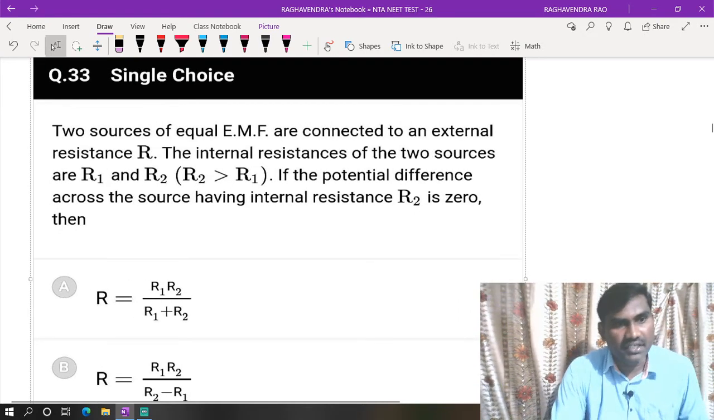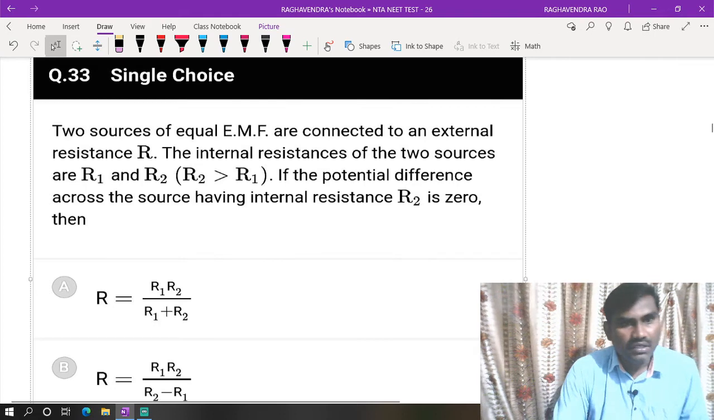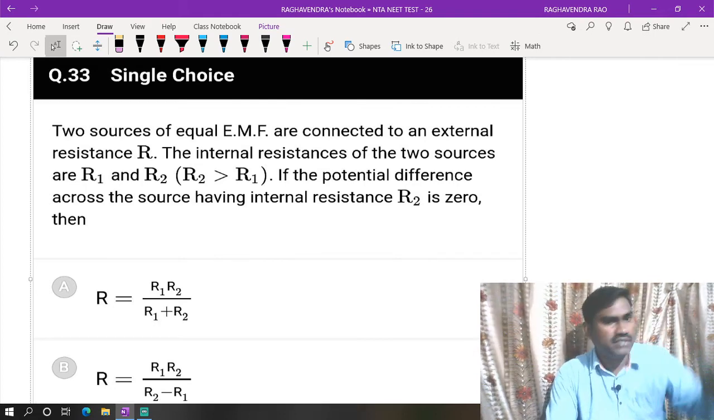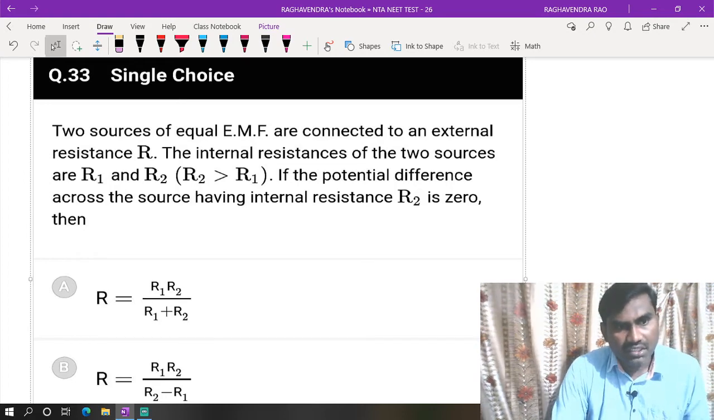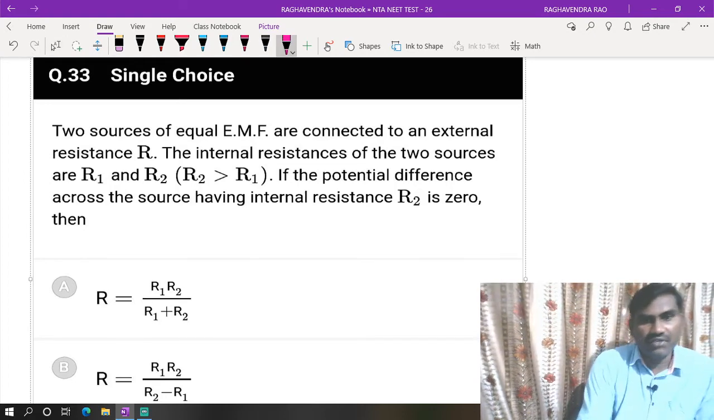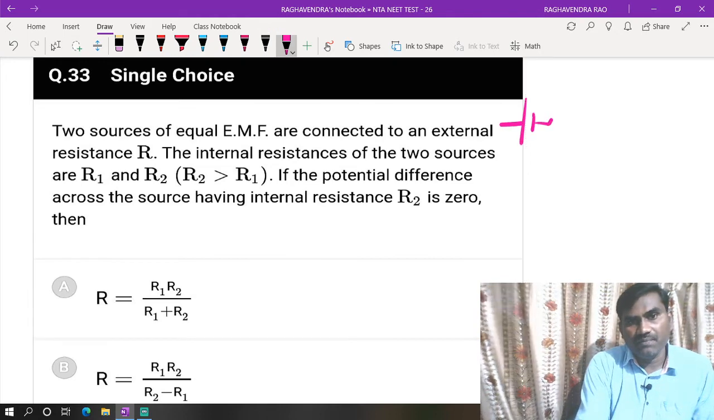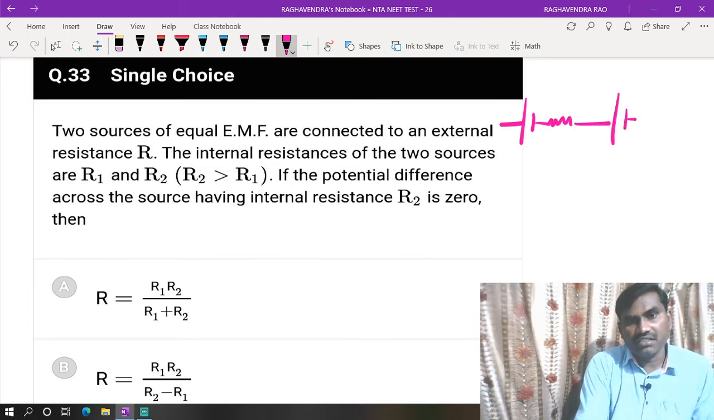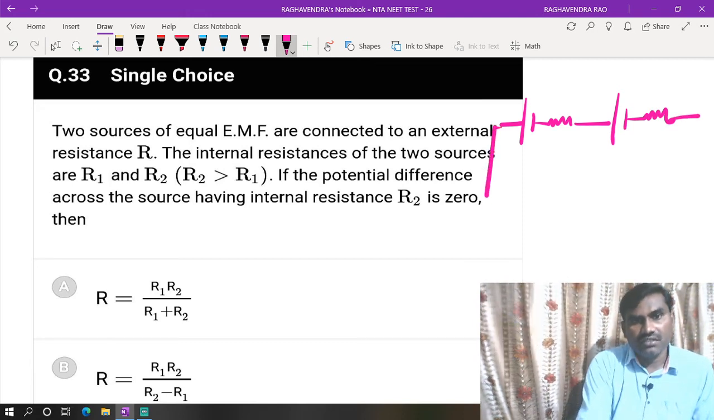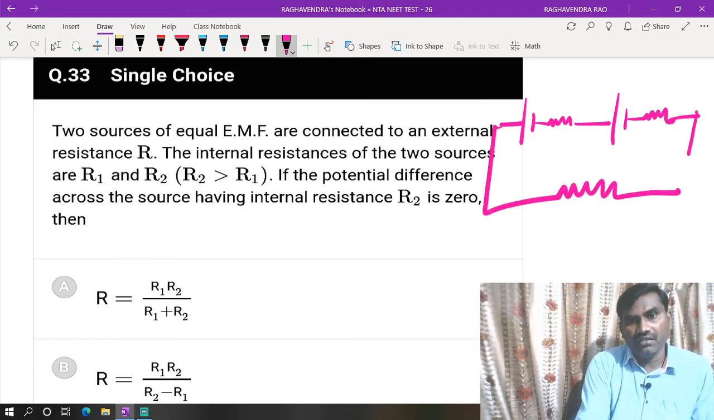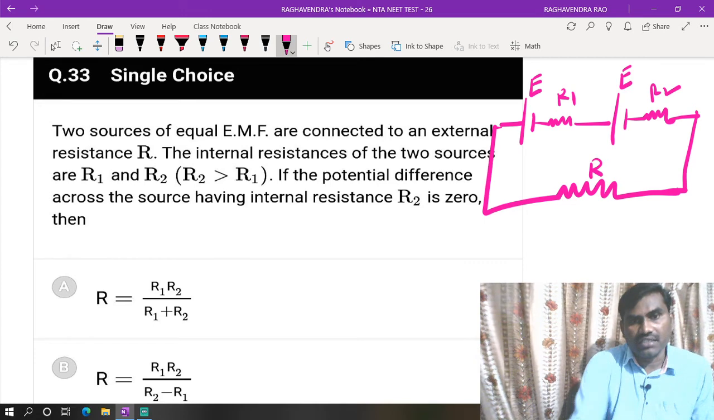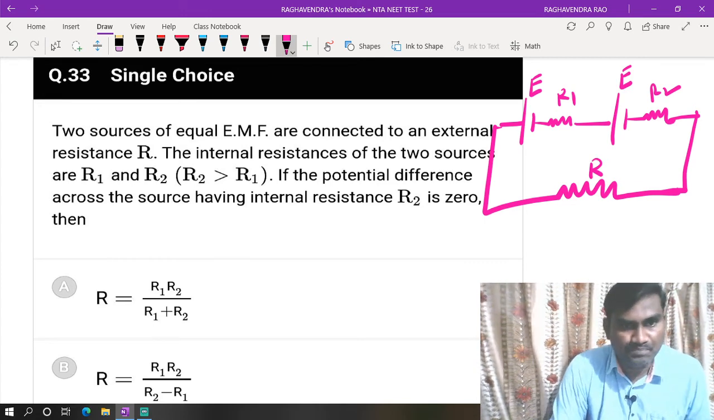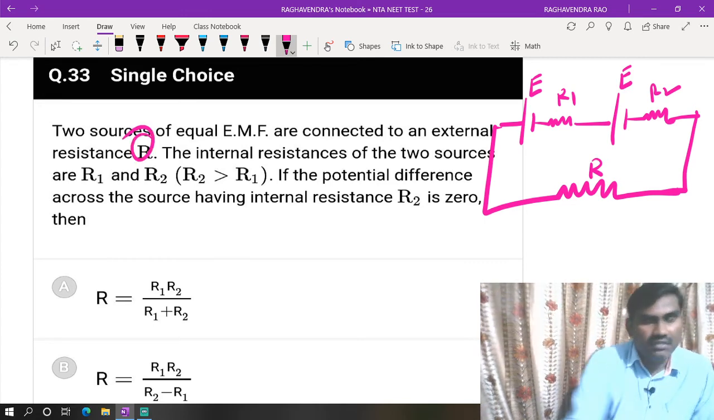Two sources of equal EMF are connected to an external resistance R. The internal resistances are R1 and R2. The potential difference across the source having internal resistance R2 is 0. So we can take this as one cell having internal resistance and this as another cell having internal resistance. These two are connected to one external resistor. So this is E, this is also E, this is R1, this is R2, and this external resistance we name R.